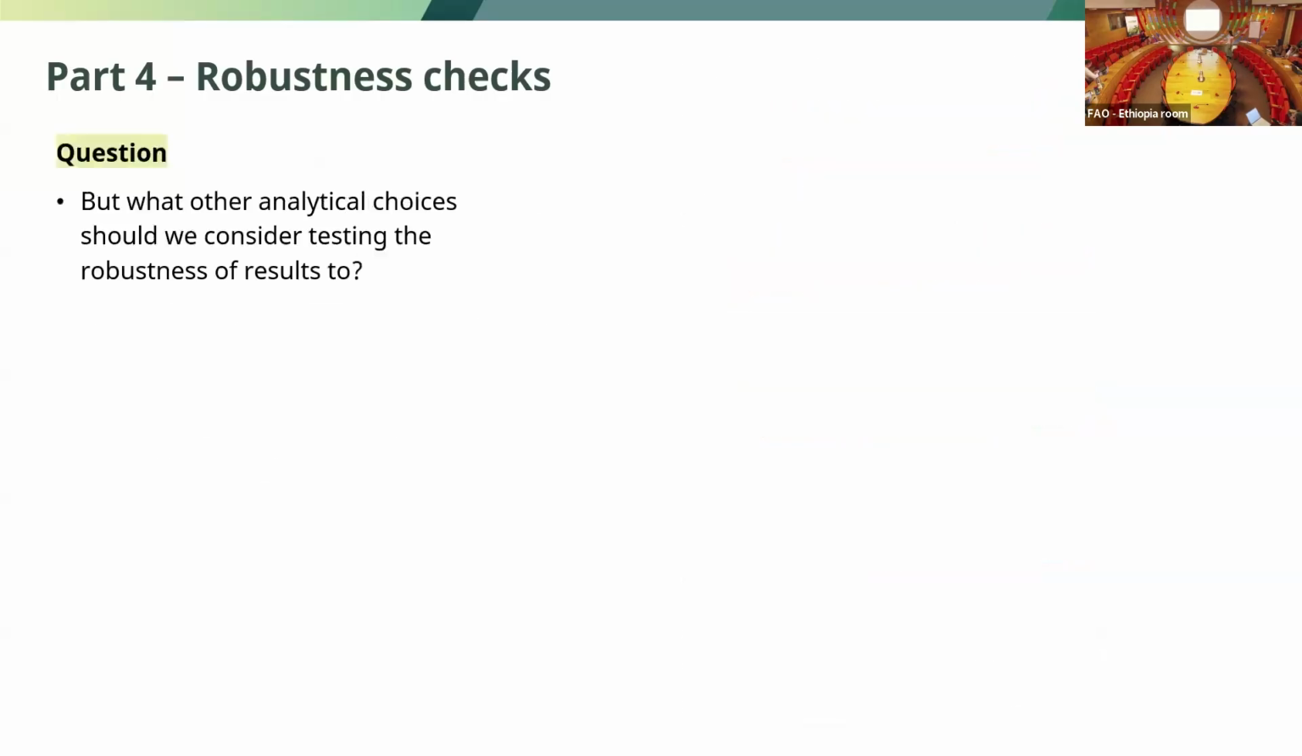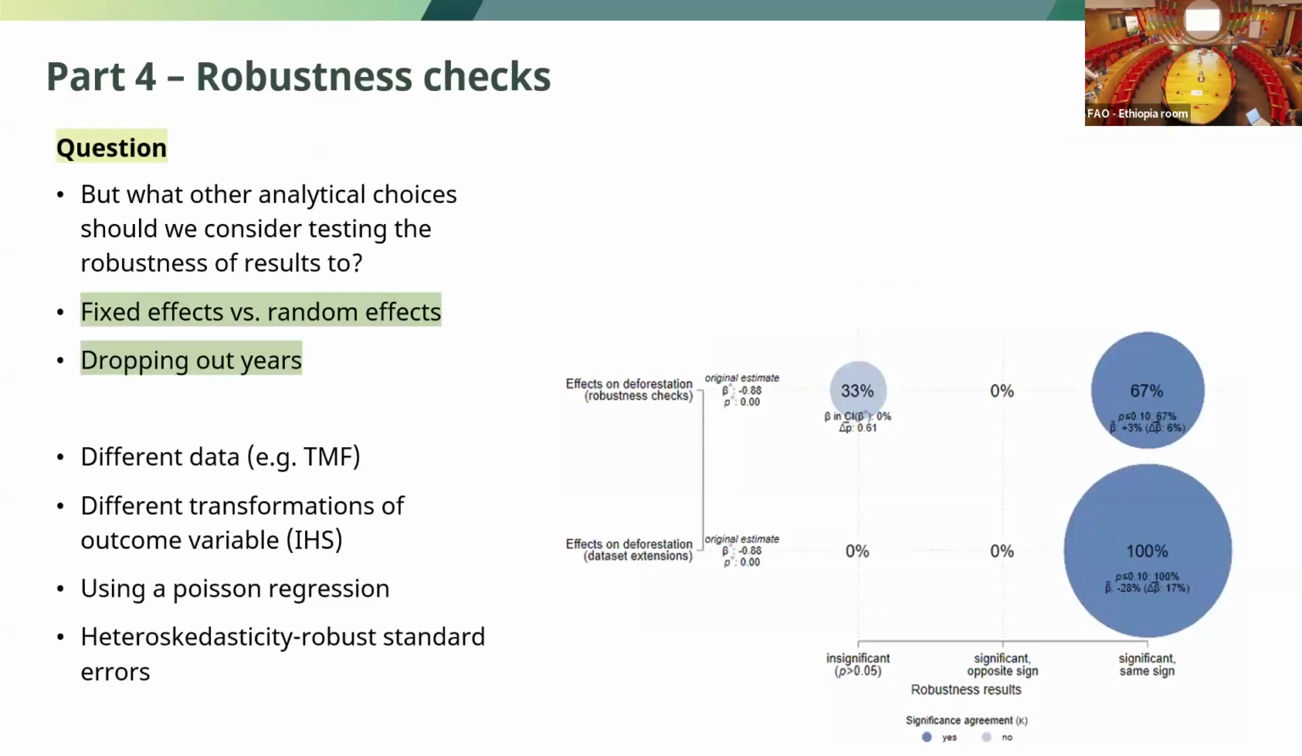And also, we did a few other tests in the paper. We're not going to do it now because we ran out of time, but in the fixed effects model, we tested using fixed effects versus random effects. We dropped out each year of the analysis sequentially to see if the results were overly influenced by outcomes in a specific year. The results were still robust. Then in that independent replication analysis, they tried using different data, the tropical moist forest product. The results were still robust.